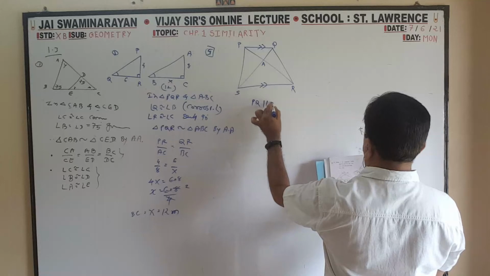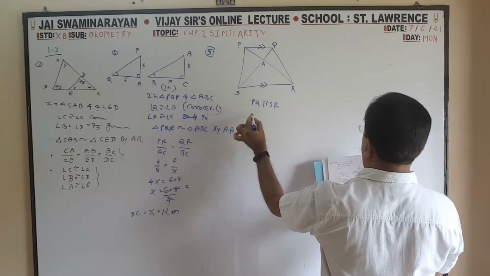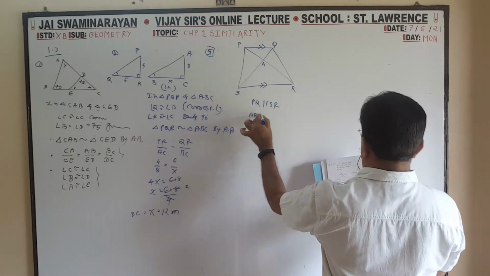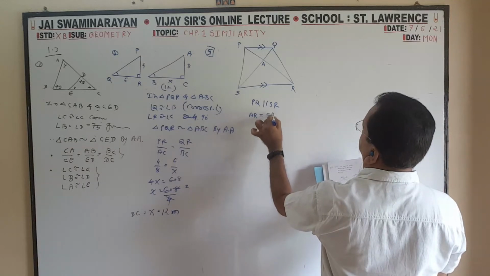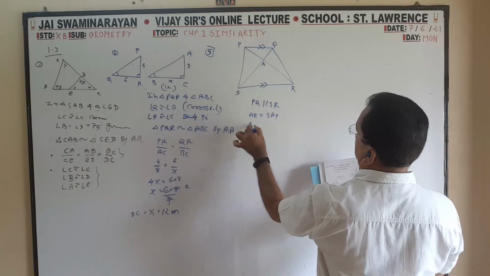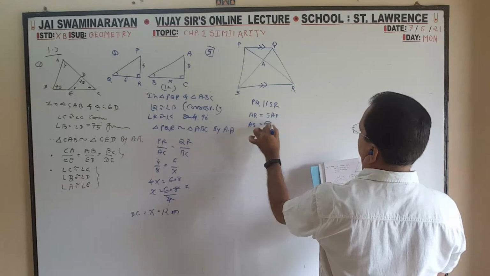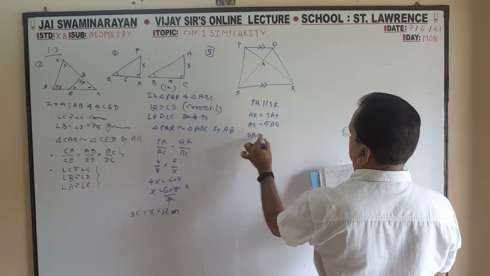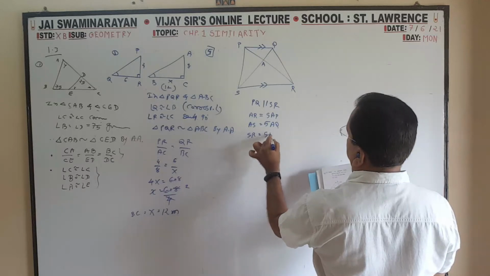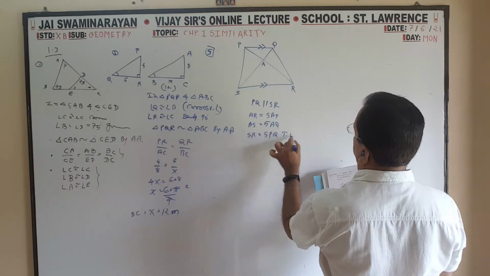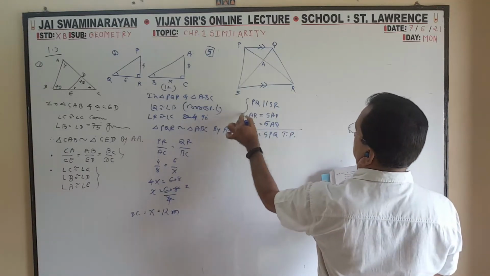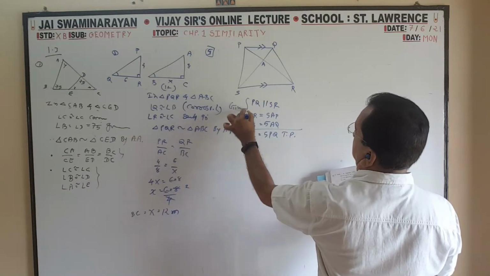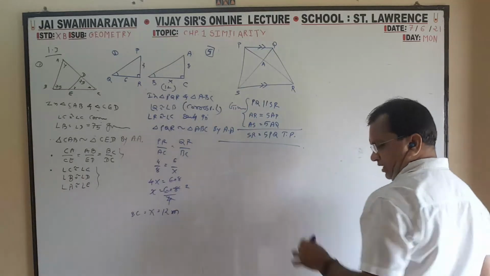PQ is parallel to SR, given. AR is equal to 5 AP, given. AS is equal to 5 AQ, given. To prove: SR is equal to 5 PQ. Now the proof.